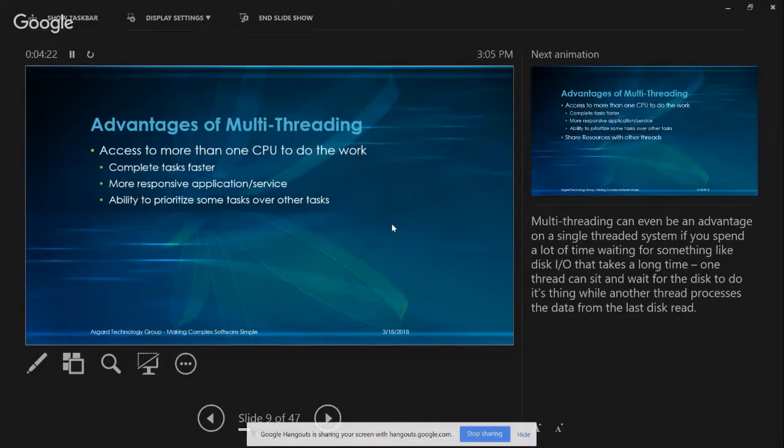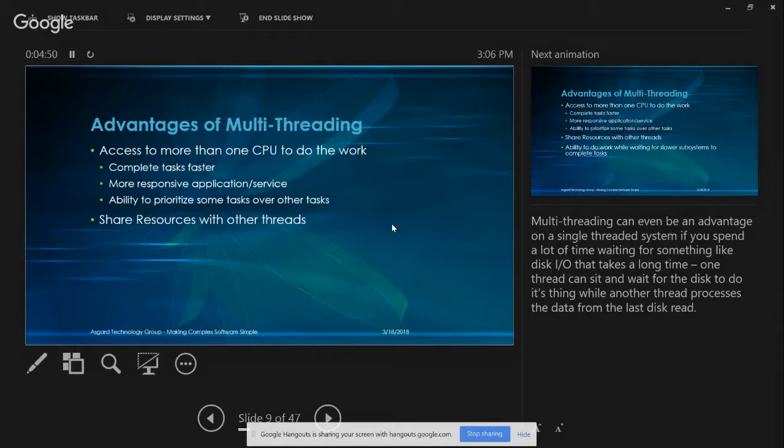You can also prioritize. You can say, this is important work, this is less important work. You can delay the less important work until all the important work is done, or run it in between the slots when the important work is completed. This is sort of important when we talk about how what I'm talking about is different from, say, serverless applications.